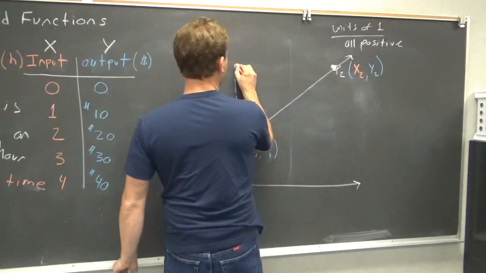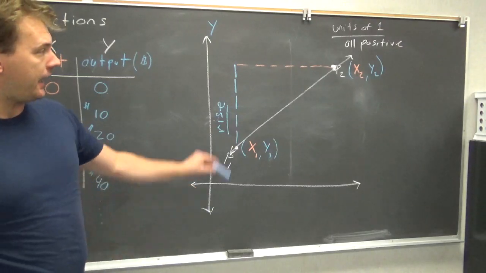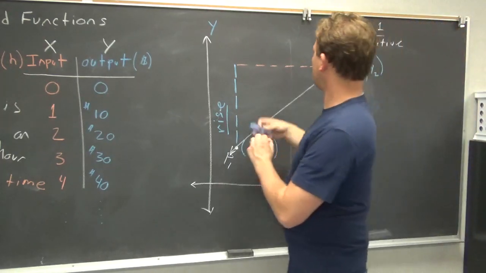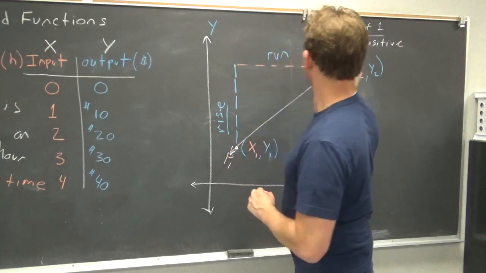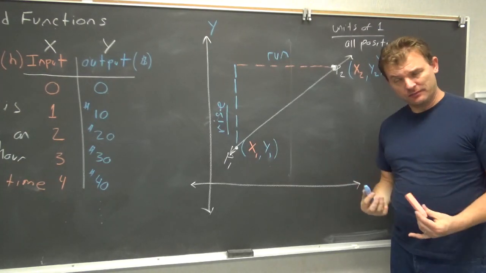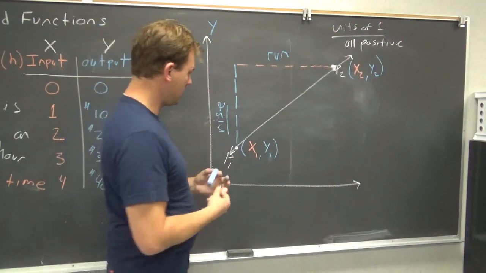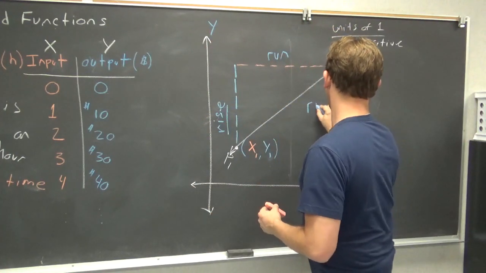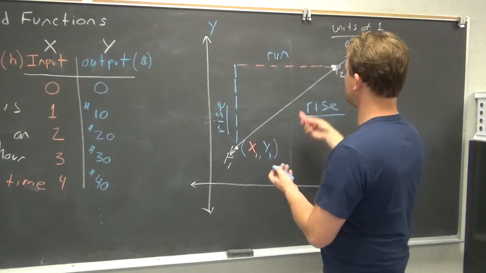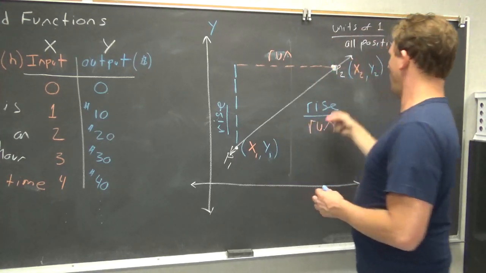Now, since I'm about equal with that point, I'm going to run to it. That's kind of the idea. So this is what we call run. So putting this together, when I rise, my rise over run.